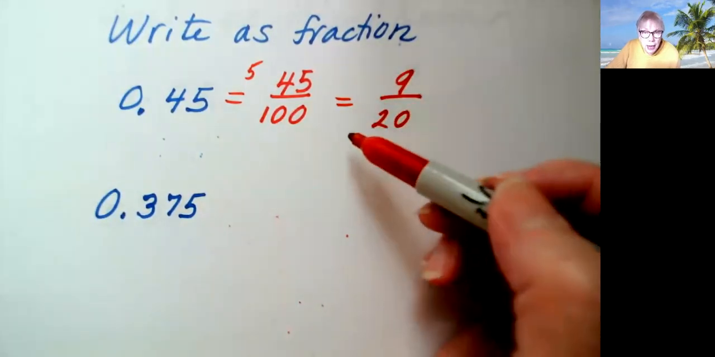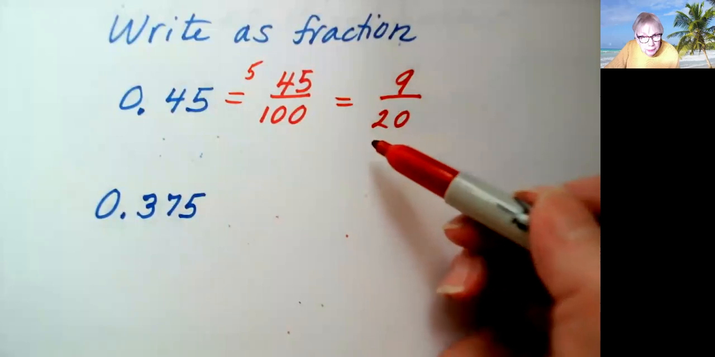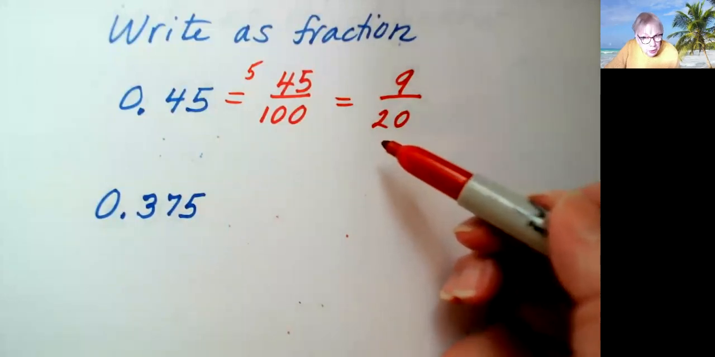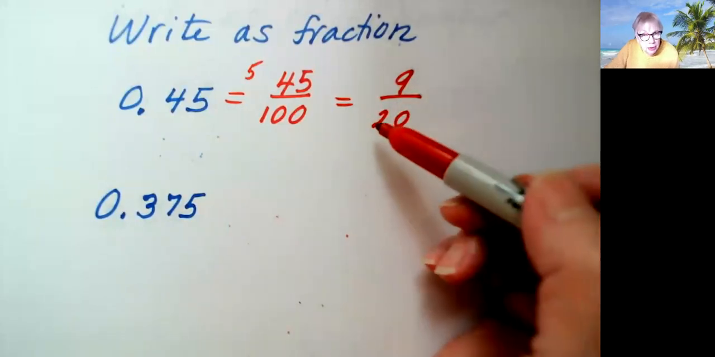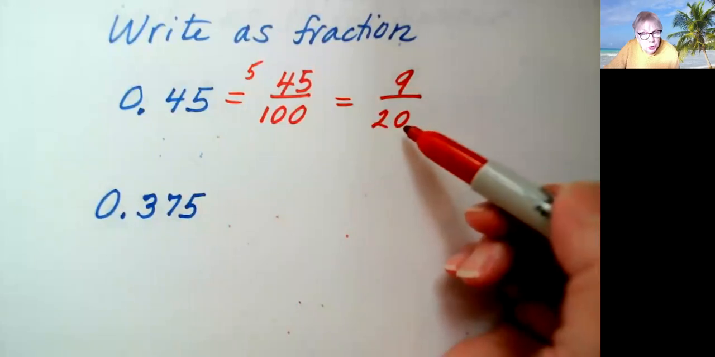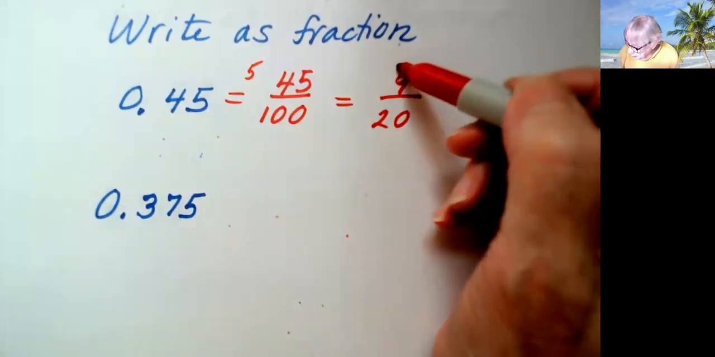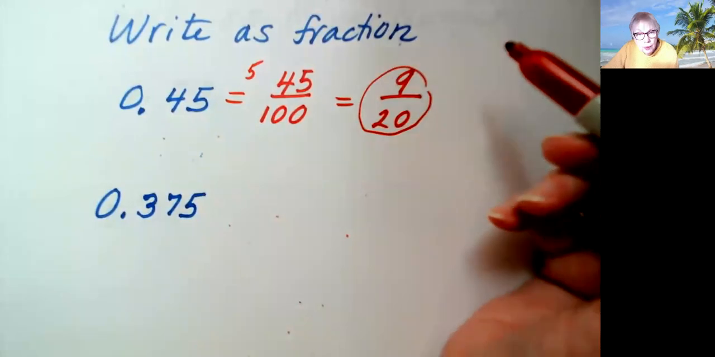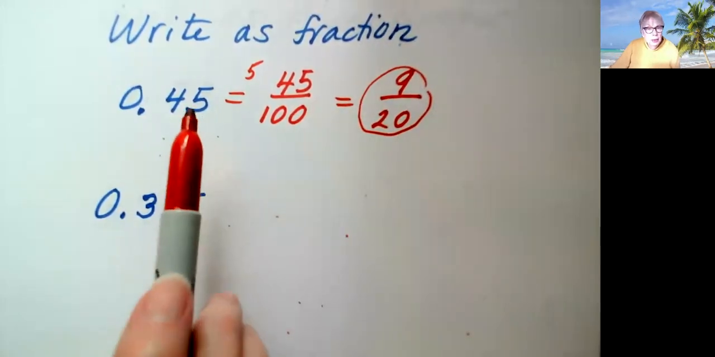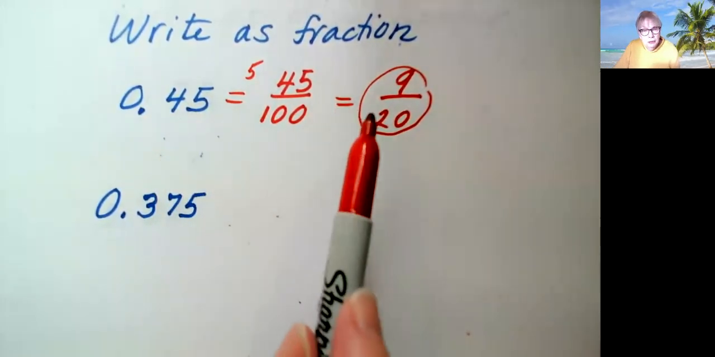Then you say, okay, could this reduce any more? And the answer is no. 9 is 3 times 3. There are no 3s as a factor in 20. This is done. Okay, so that's what they wanted. It was a decimal, we wanted a fraction.